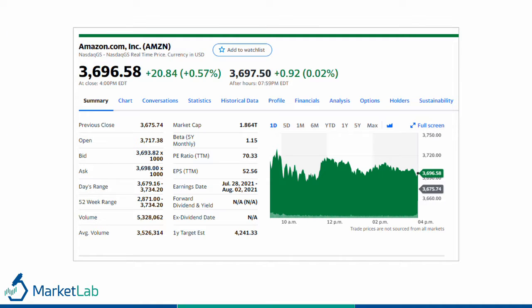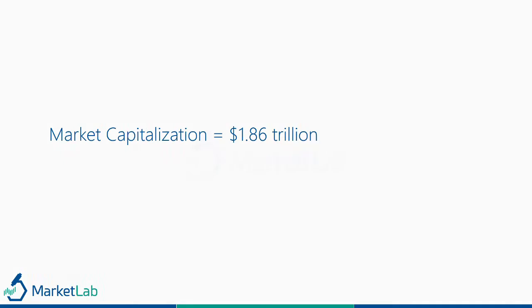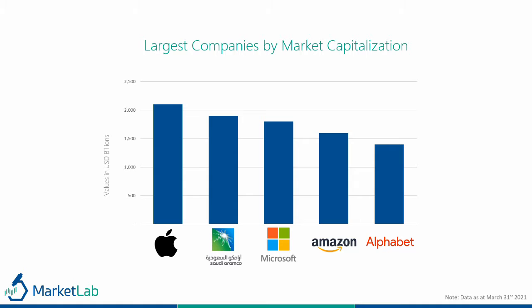Putting these numbers together for Amazon gives us a market cap of an incredible $1.86 trillion as of the making of this video. As a result of strong market rallies in 2020 and 2021, there are now 5 companies in the world with a market cap in the 4 comma club.